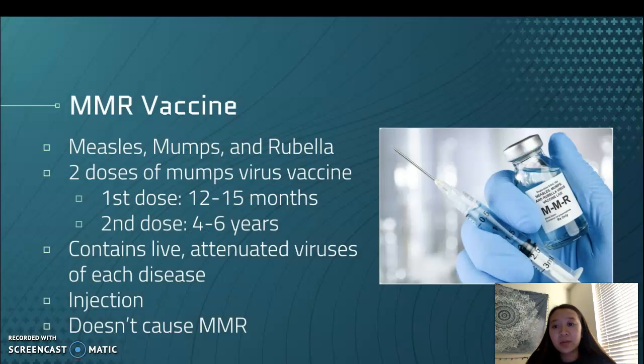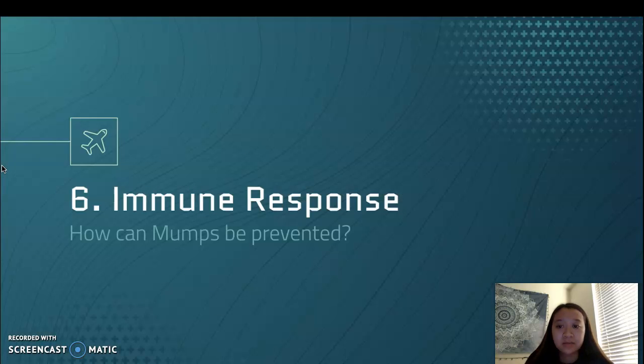The most common preventive measure that you can take to prevent mumps is by getting the MMR vaccine. It's called this because it prevents all three diseases: measles, mumps, and rubella, and it's given in two doses. The first dose is when you're between 12 to 15 months, and the second is when you're between 4 to 6 years old. This vaccine is an injection that contains live viruses of each disease, and it actually does not cause any of these diseases.